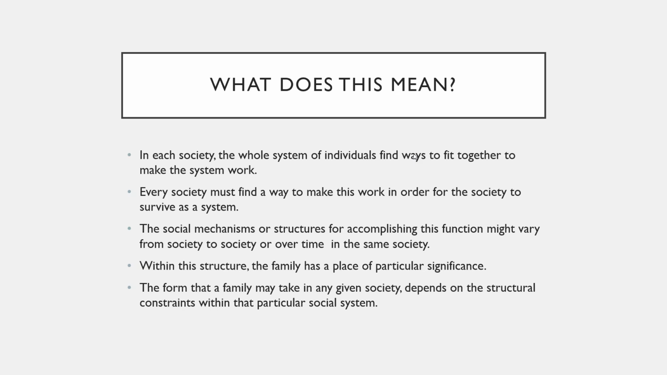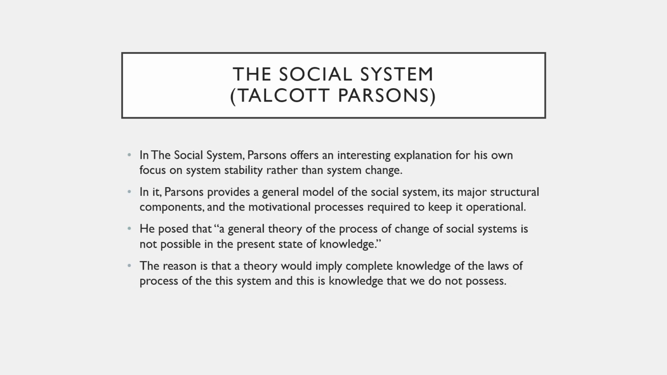In each society, the whole system of individuals find ways to fit together to make a system work. And every society has to find a way to make this work in order for the societies to survive as a system. The different social mechanisms or structures for accomplishing this function can vary from society to society or over time in the same society. Within the structure, then, the family has a place of particular significance because the form that a family may take in a particular society really depends on the structural constraints within that particular social system.